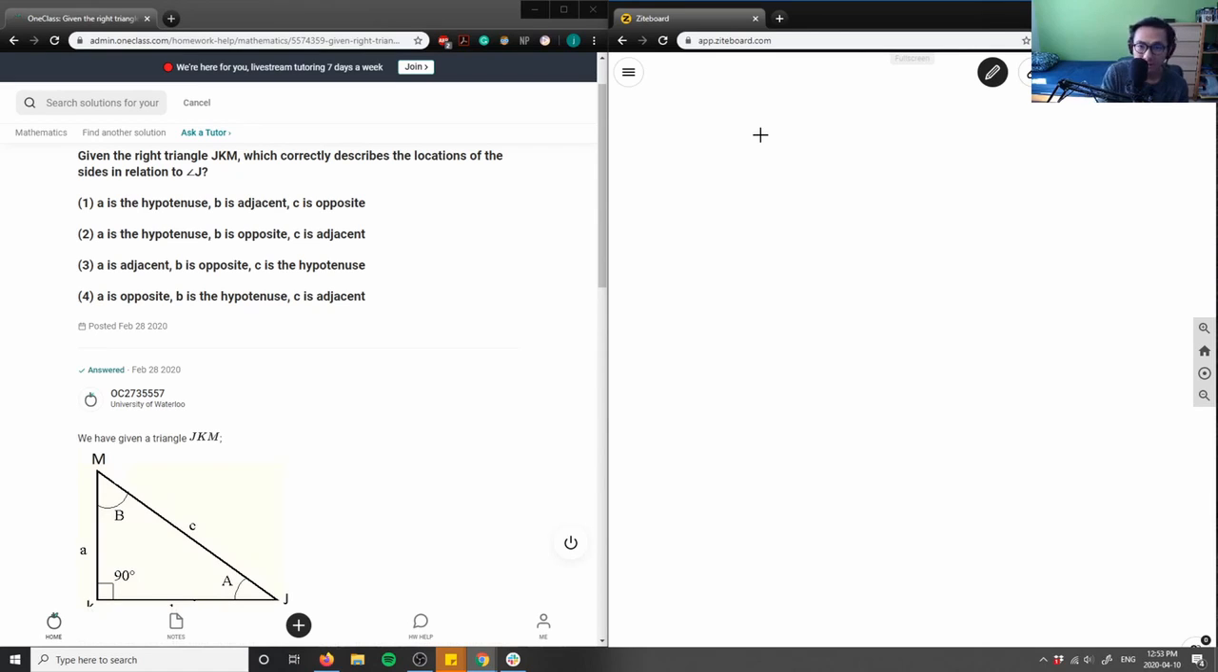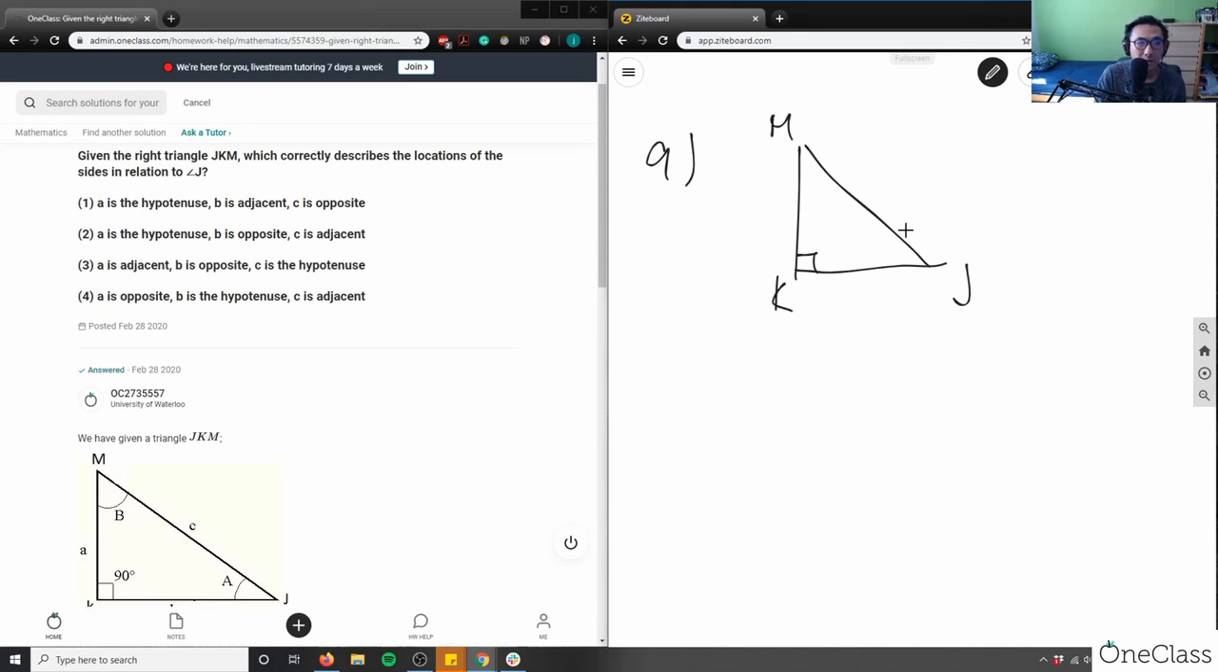It's question 9. So it's saying, given the right triangle JKM, which correctly describes a location in relation to angle J. Okay, so I'm going to draw the exact same triangle here because I wasn't given the triangle. This here's a right angle. This is J, K, and M. What describes the location in relation to J?